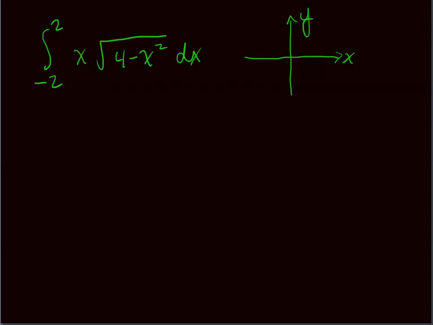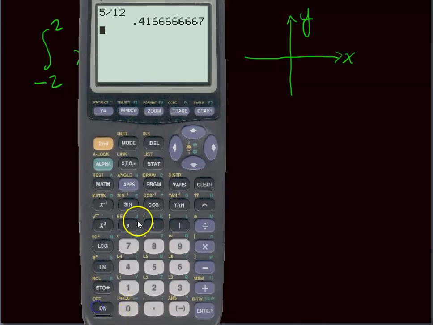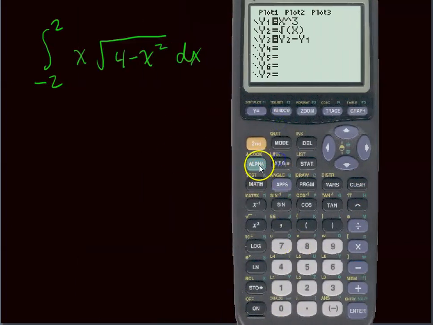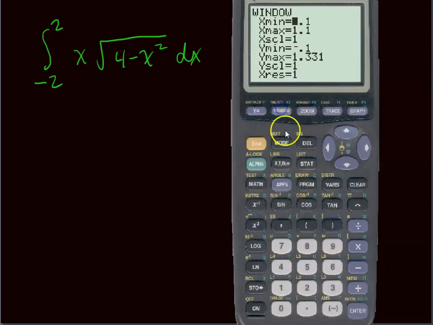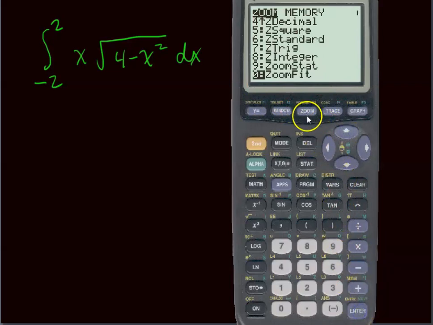I got this cheap TI-83, but cheap or not, it does the job. So let's clear this out. Y equals, let's see, that was x times the square root. Let's clear some of these others out too. So x times the square root of 4 minus x squared. That should be it. We're going from negative 2 to 2, so I'm going to make my window negative 2 to 2. And then I can do a zoom fit and see what this thing might look like.